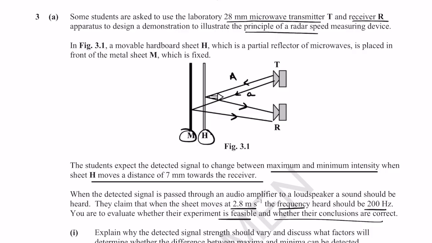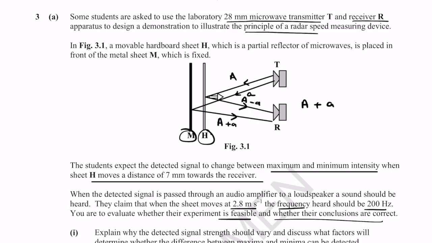Then you can say that the amplitude received by the receiver will either be just A plus A, as it goes towards the metal sheet and then comes back. That is going to be A plus A. The one that just goes to the hardboard sheet and doesn't go through to the metal piece would just be A minus A. Essentially, the signal will vary.